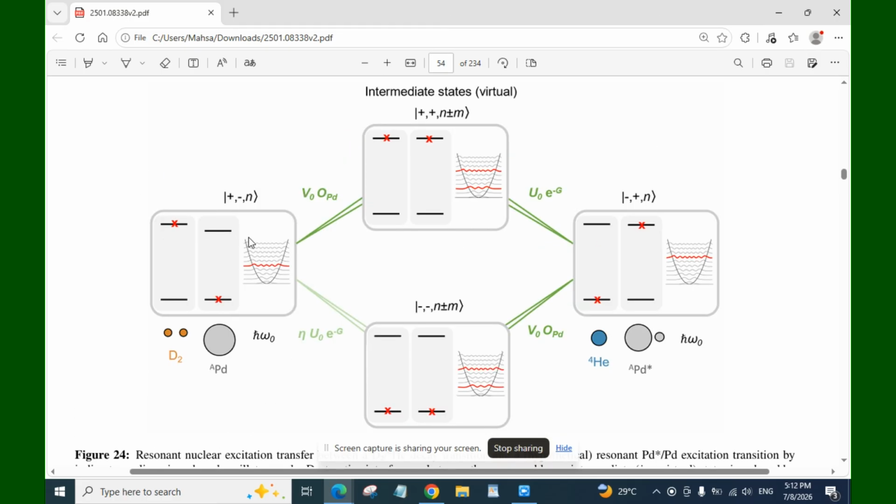On the left side there is palladium or deuterium to the H omega 0. We have two directions, one for intermediate states virtual for positive n plus negative m, and also the negative n plus minus m, which will be converged to the negative positive n, and you see that we have helium-4 or palladium R star and H omega 0.